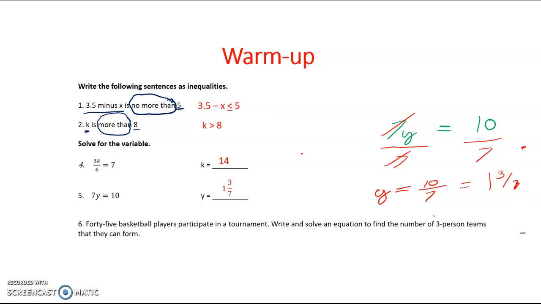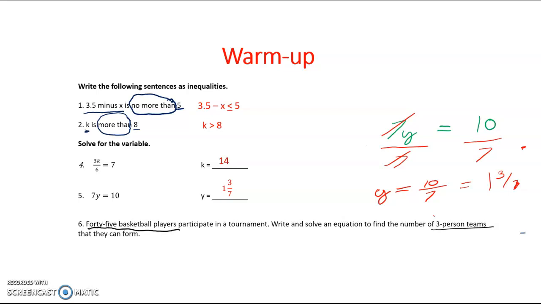All right, number 6. 45 basketball players participate in a tournament. Write and solve an equation to find the number of 3-person teams that they can form. So this is another algebraic equation problem, and what I need to do is write and solve an equation to find the amount. How many teams can I create with 3 people if I have 45 total players in all? I'm going to circle my values: 45 players, 3-person teams.